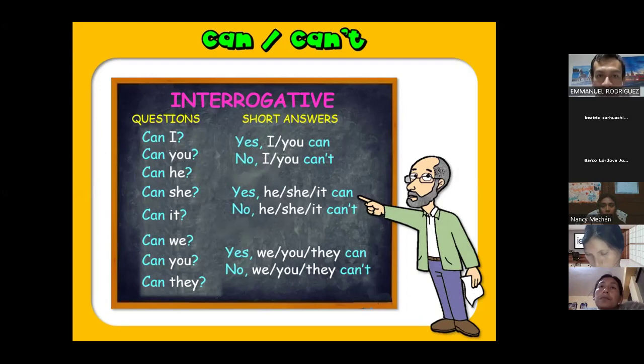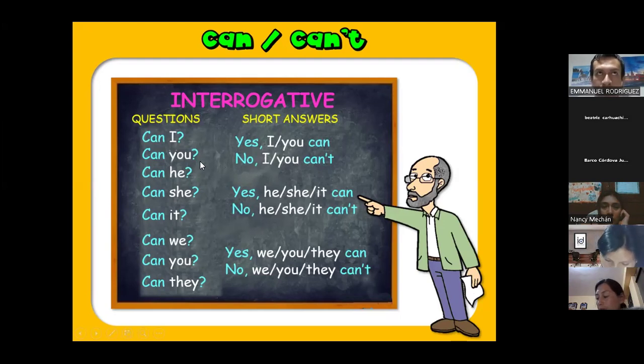Las respuestas cortas van a depender muchísimo del tipo de pregunta. Por ejemplo, si yo hago una pregunta con can I o can you, vamos a tener una respuesta corta muy diferente llamada short answer positive o short answer negative. En short answer positive: yes, I can, or yes, you can. En short answer negative: no, I can't, no, you can't. Solamente en estos casos con can I o can you.